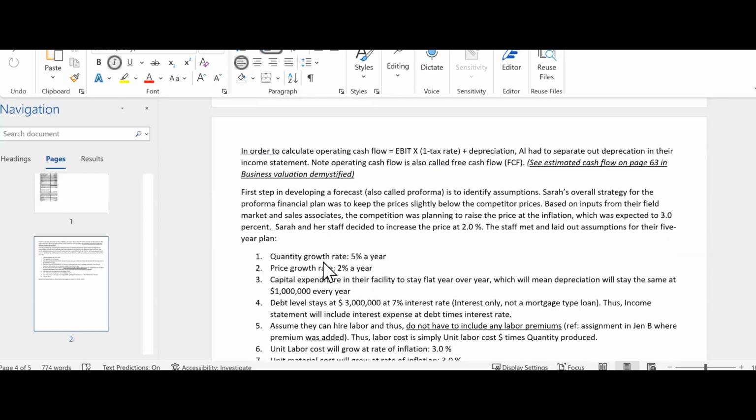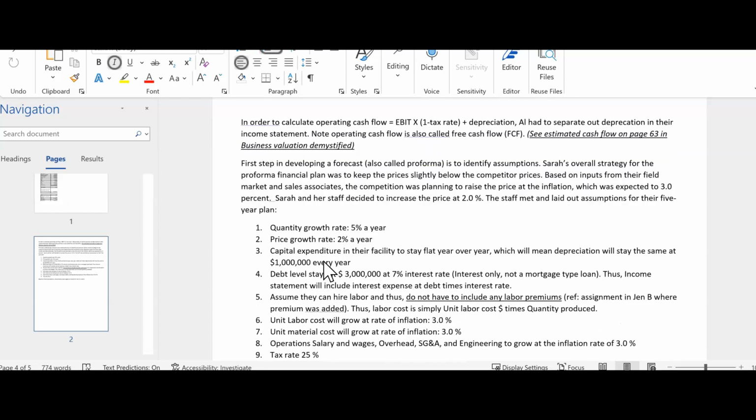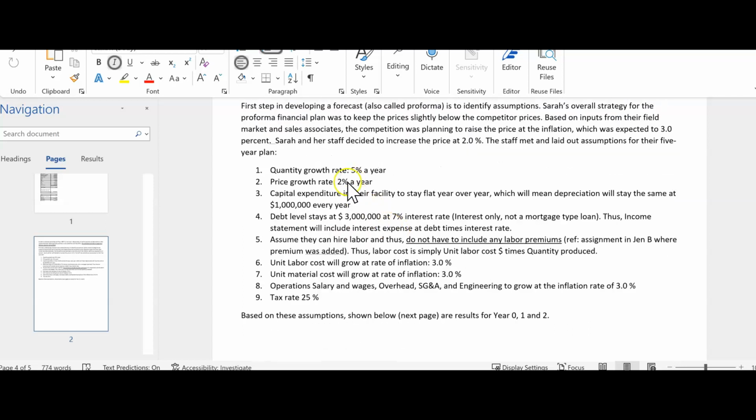Our goal is to figure out a 5-year plan: year 0 plus years 1, 2, 3, 4, and 5, starting from year 0. So a total of 6 years if you count the base year. We're going to make some assumptions for the parameters. We're going to assume quantity grows at 5%, price is going to grow at 2%, and there are some other assumptions that you're going to follow in here.